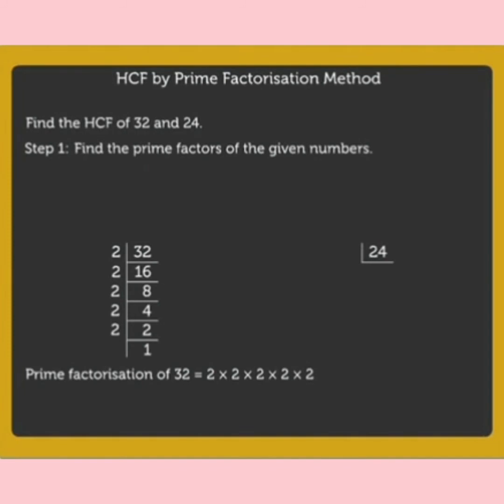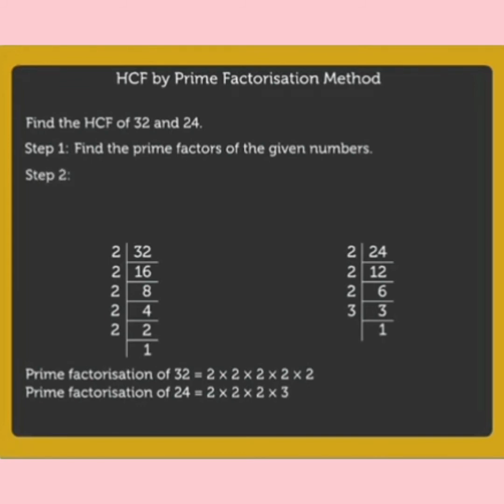Now, find the prime factors of 24. Dividing 24 by 2, we get 12. Now divide 12 by 2 to get 6. Divide 6 by 2 to get 3. 3 is a prime number, so we divide it by itself and get 1 as a quotient. Thus, the prime factorization of 24 is 2 into 2 into 2 into 3.